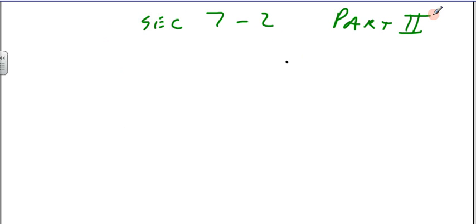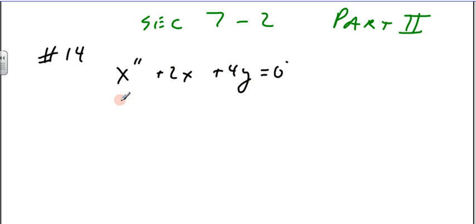Well, we're in section 7-2, and this is going to be our part 2 for 7-2. So we're going to start with problem number 14. And we're going to have x double prime plus 2x plus 4y is equal to 0. And we're going to have y double prime plus x plus 2y is equal to 0.